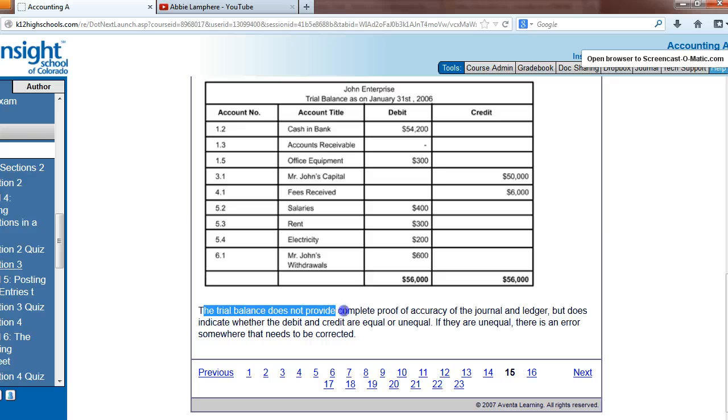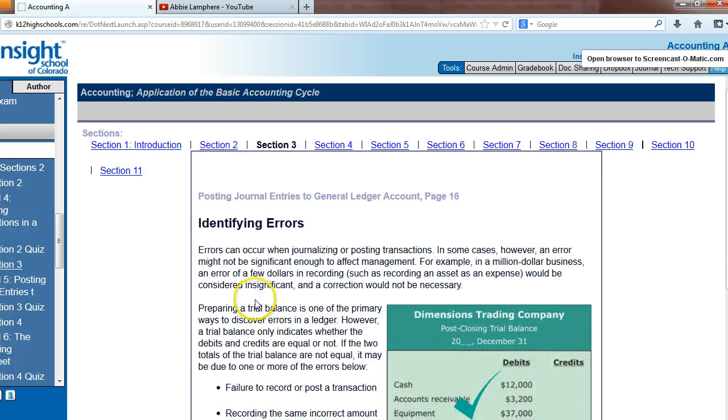The trial balance does not provide complete proof of accuracy of the journal and ledger, but does indicate whether the debits and credits are equal or unequal. If they're unequal, there is an error somewhere that needs to be corrected. So there still could have been an error somewhere, but if our debits and credits are equal, that's the most important thing that we're going to be looking for.